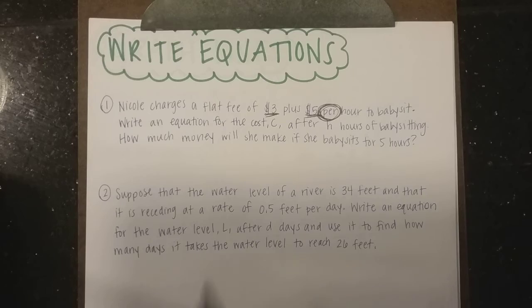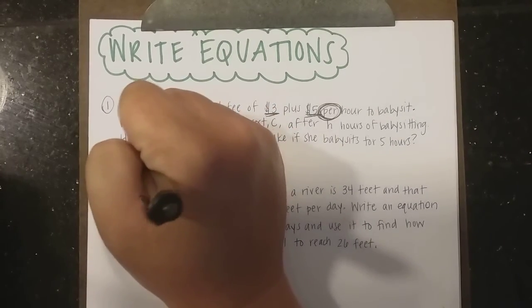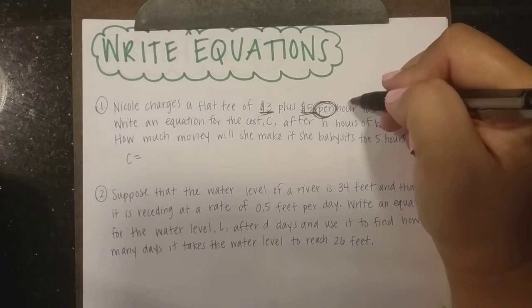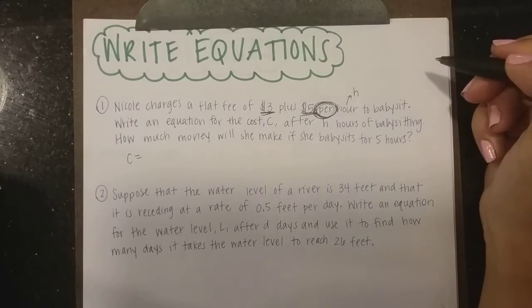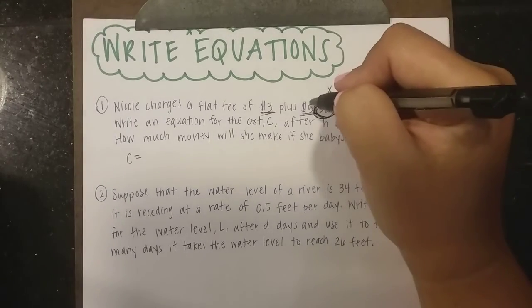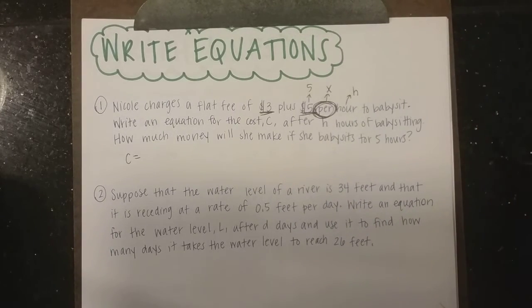Okay, so we've got variables here. I want to find an equation for the cost C. So I'm going to say C equals, and then we've got H hours. That means the hour here is H, right? And remember I said "per" is multiply, and then I've got my $5. So somewhere I'm going to have 5 times H.